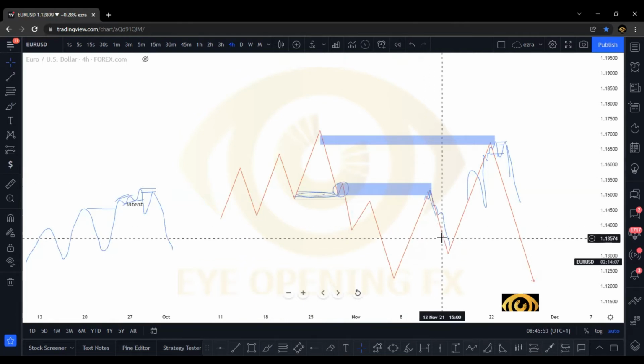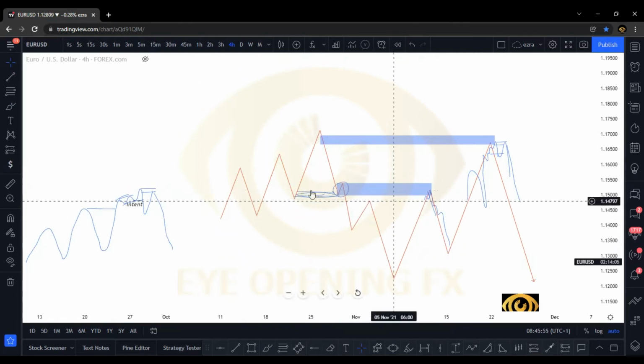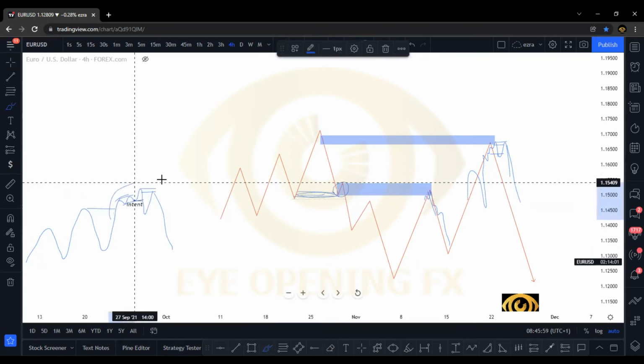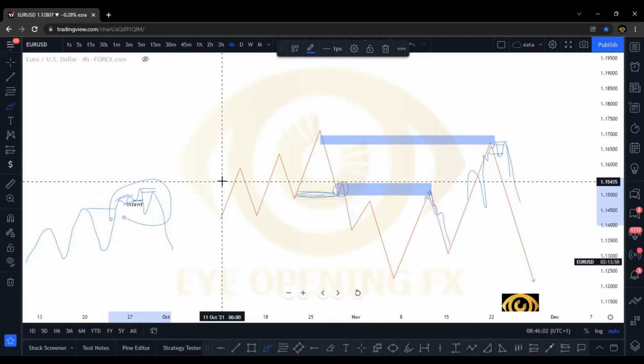higher low. For the market to create a higher low at what? So as the market is approaching that zone, this is what you look for. This type of move here.